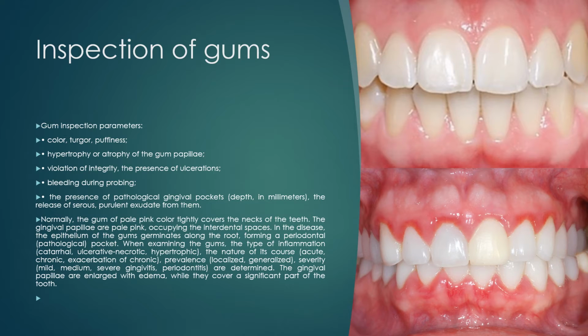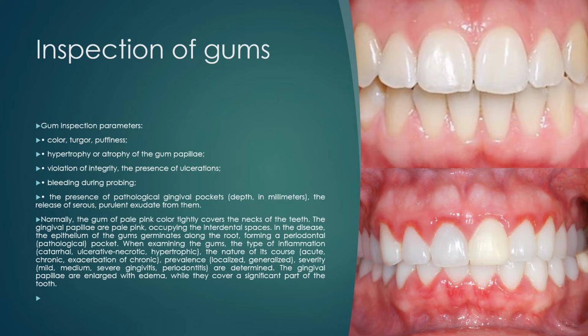The examination of the gums. The gum examination parameters are color, turgor, and puffiness of gums, hypertrophy or atrophy of the gum papilla, violation of integrity, the presence of ulcerations, bleeding during probing, the presence of pathological gingival pockets. Normally the gum of pale pink color tightly covers the necks of the teeth. The gingival papillae are pale pink and occupy the interdental spaces.